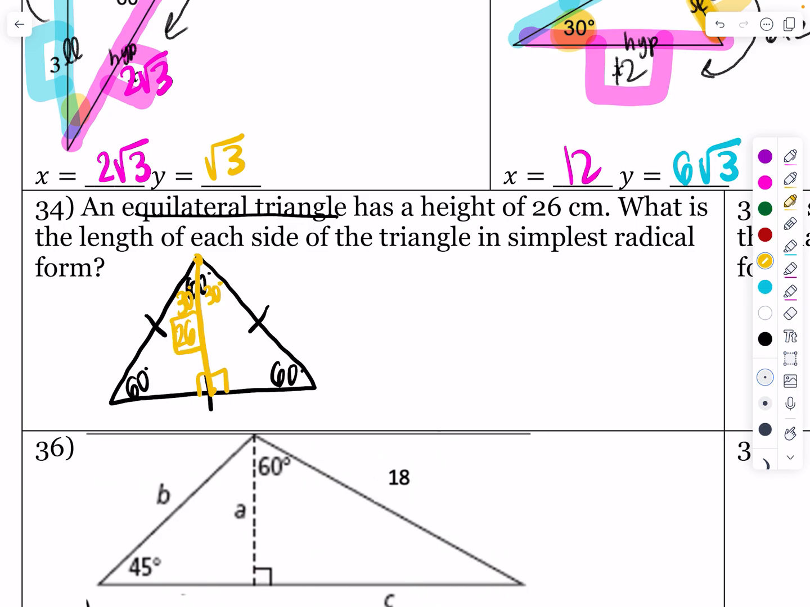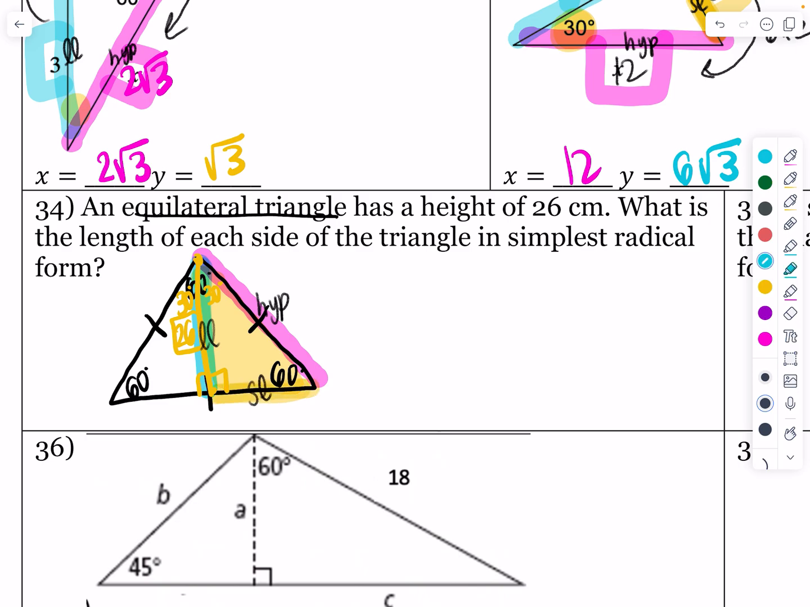So of course this turns into a 30, 60, 90 triangle. I'm going to color code that. This is two congruent 30, 60, 90 triangles. And so I can use my 30, 60, 90 rules. So my height is going to be my long leg. So let's label that. My height is my long leg. This piece is going to be my short leg. And then this piece is going to be my hypotenuse. What is the length of each side of the triangle in simplest radical form? So I'm looking for my hypotenuse. That's going to give me the side length of the triangle. And then this is my short leg.